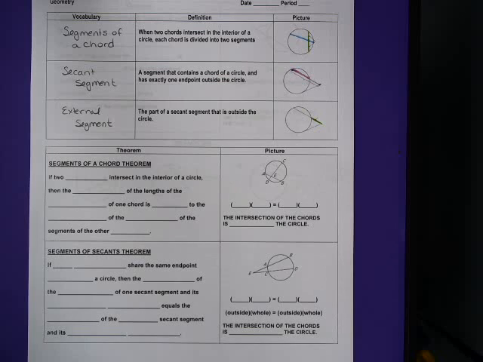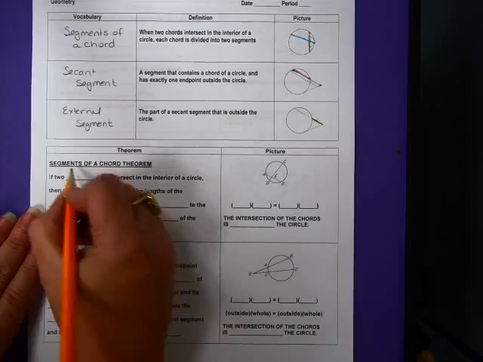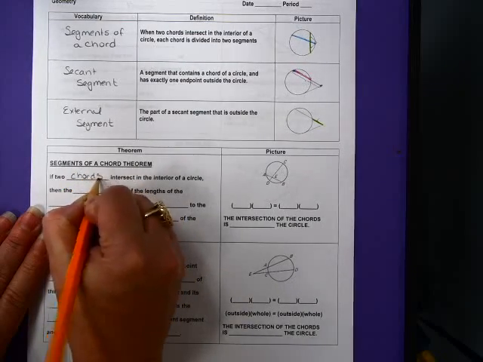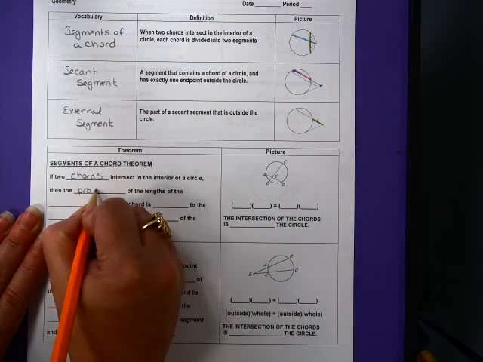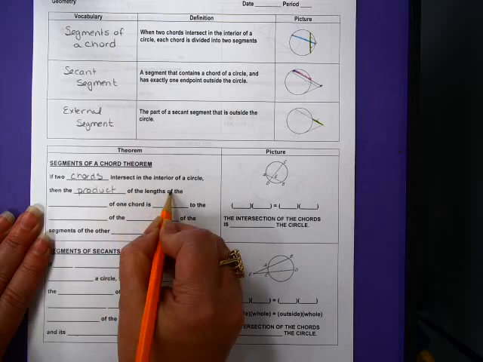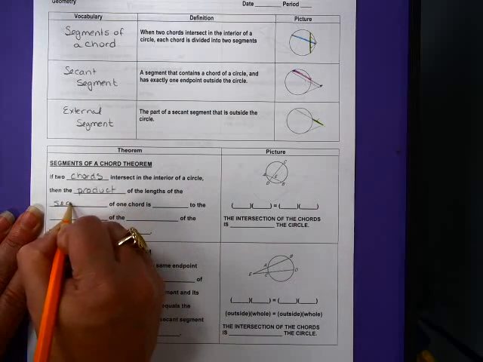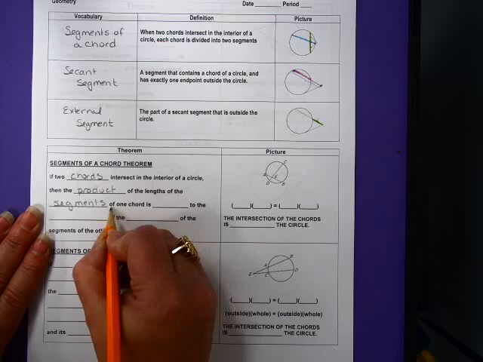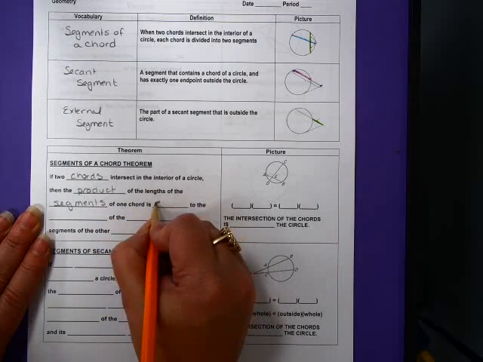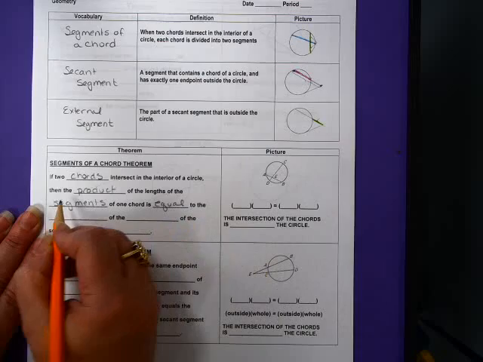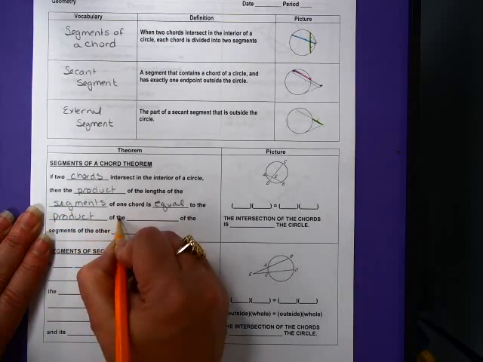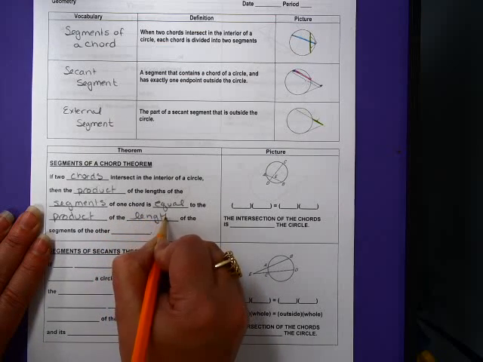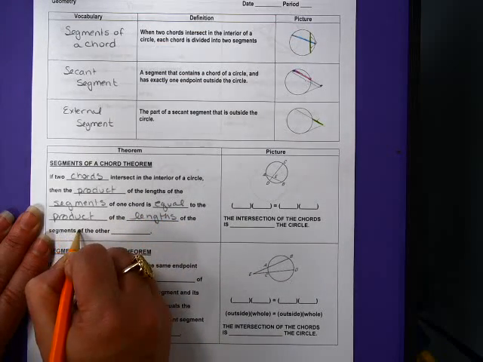The first one is the segments of a chord theorem. If two chords intersect in the interior of the circle, then the product of the lengths of the segments of one chord is equal to the product of the lengths of the segments of the other chord.